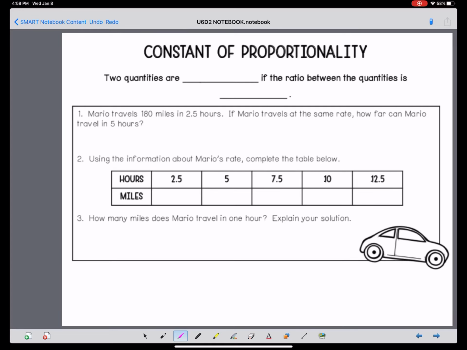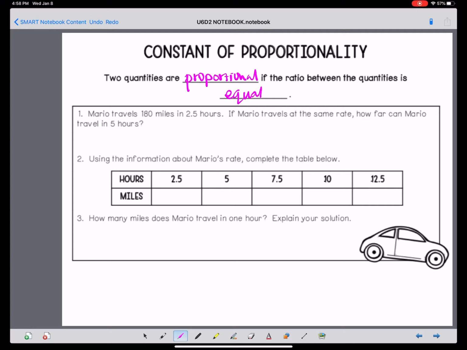Two quantities are proportional if the ratio between the quantities is equal. Right now that might not mean a whole lot to you, but we'll take a look at this table and talk about how the ratios between the quantities are equal, and this creates a proportional graph.